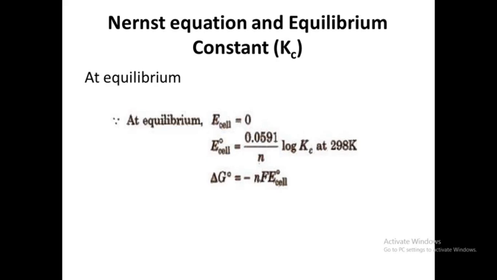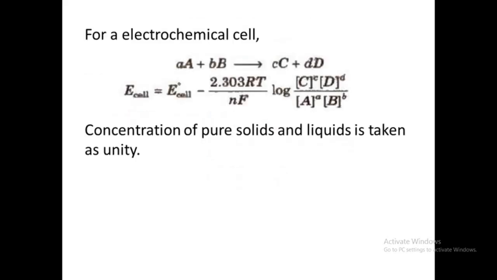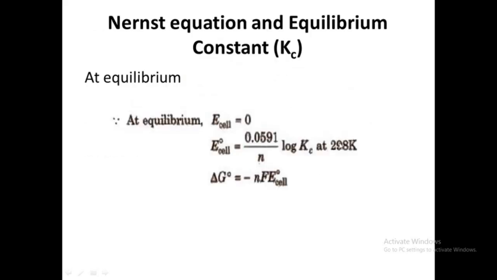When the temperature is 298 Kelvin, all these values are known, and after putting their values we will get 0.0591 divided by n. So E naught cell equals 0.0591 divided by n log of Kc. So the equation will become this.